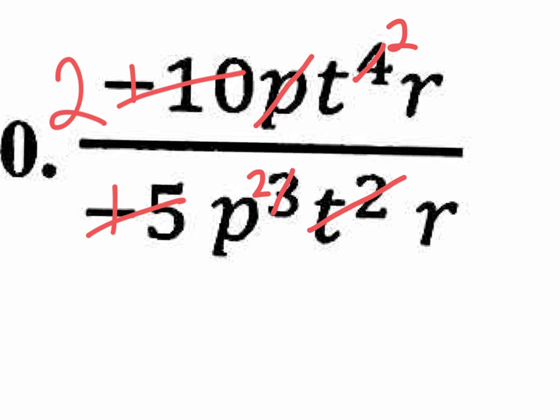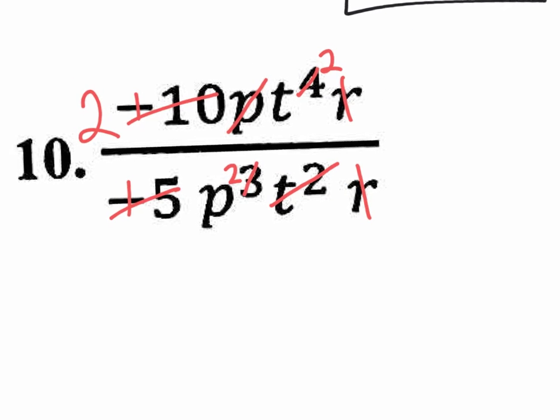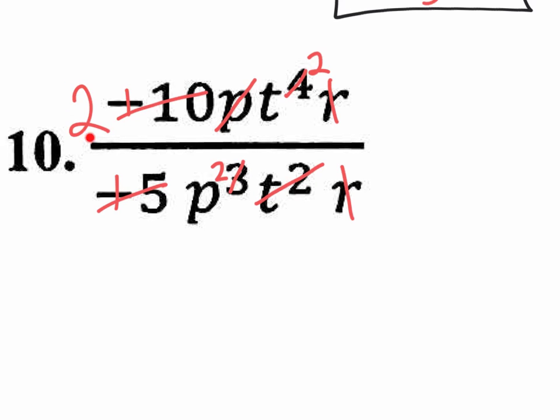And how about the r's? Well, this r right here completely cancels out with that r down there. There are no more r's. So what's left over up on top? Up on top we have a 2t squared. Let me write that down.